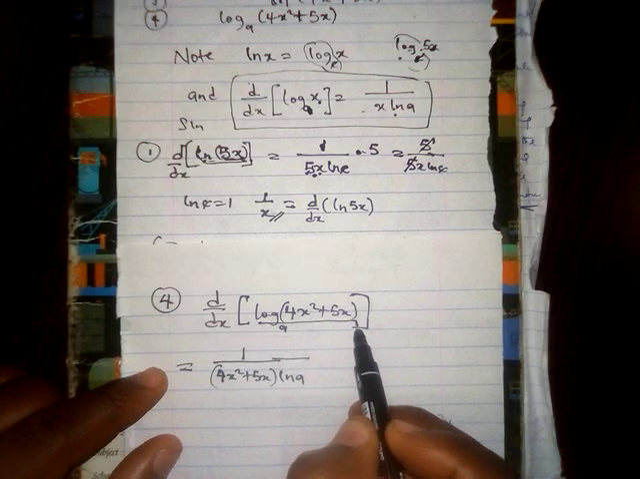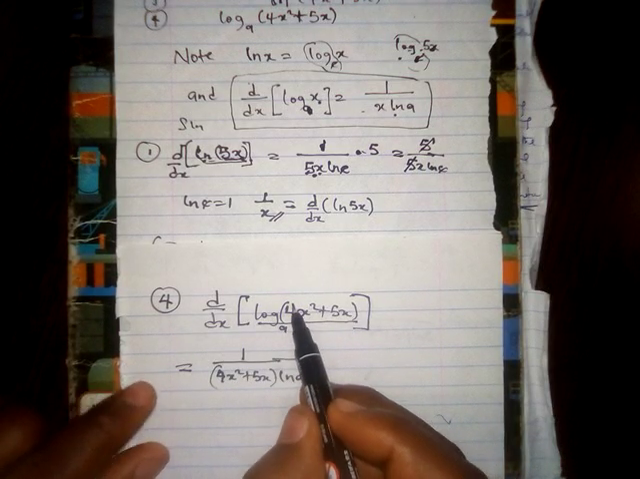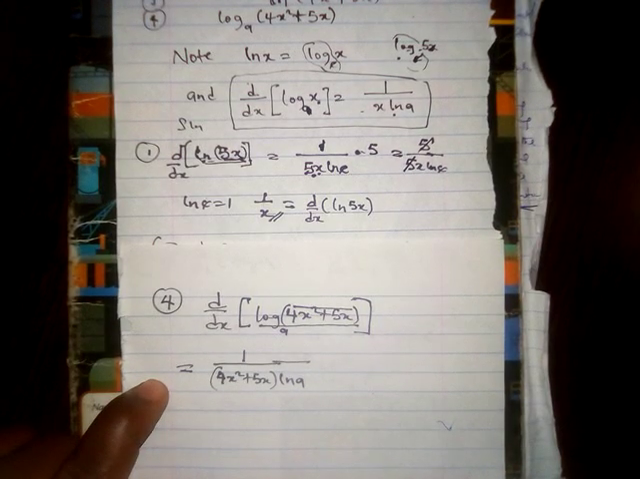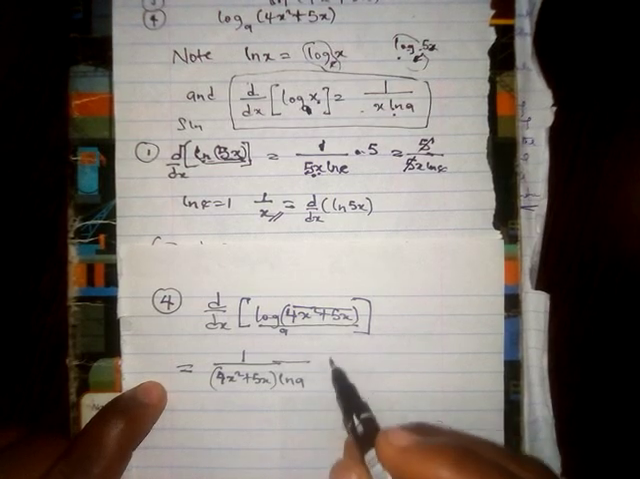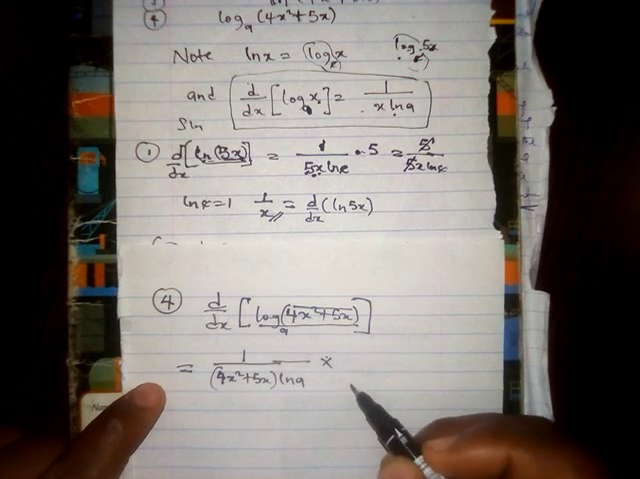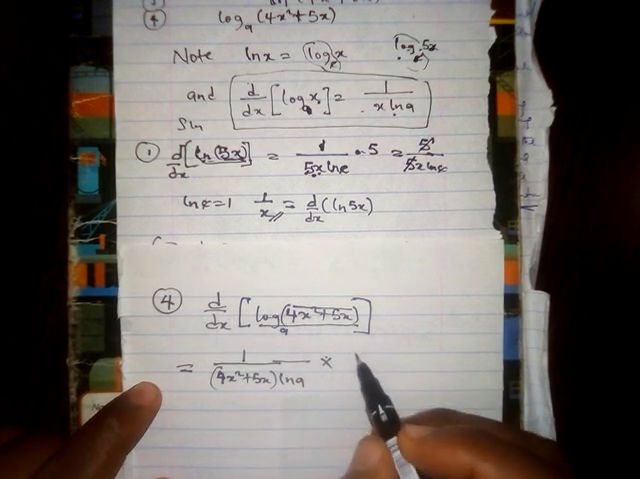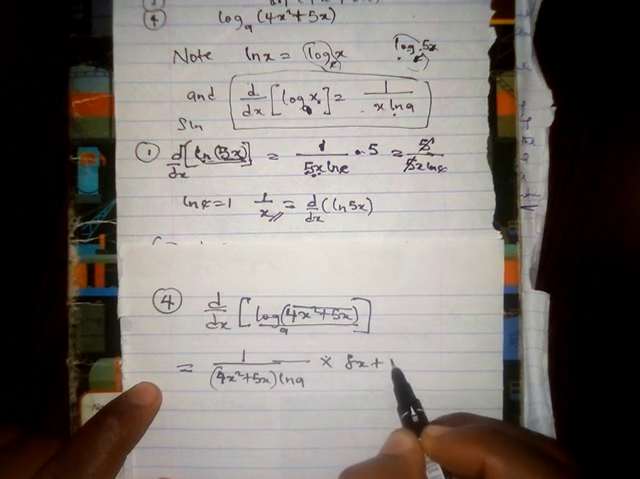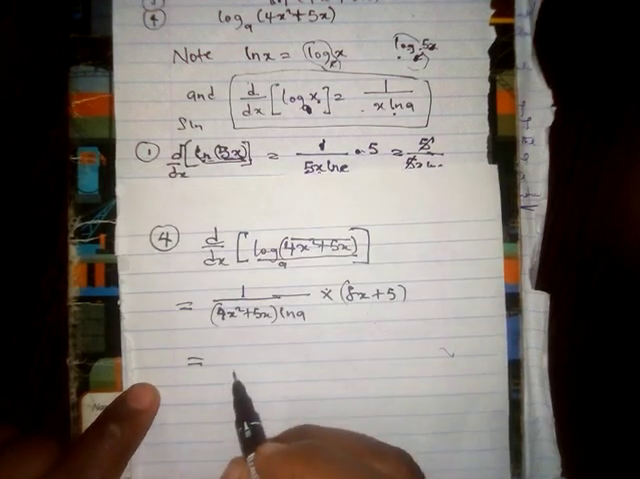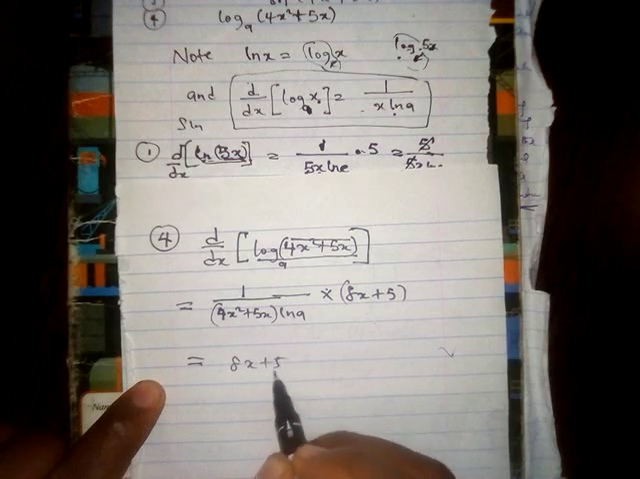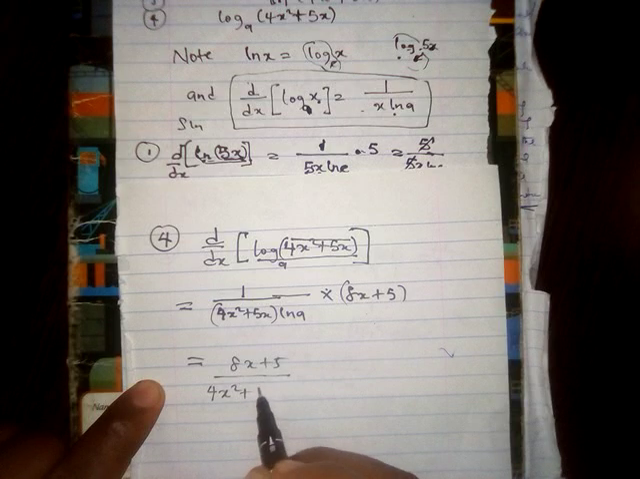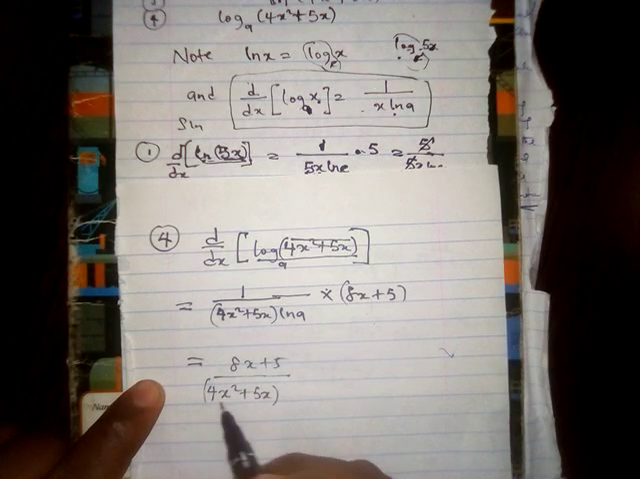Now the next thing is to differentiate the inner one, and the inner one is also a polynomial, and we know how to differentiate the polynomial from our other videos. So differentiating the polynomial, remember we're going to multiply this result. Differentiating this, we are going to have 8x plus 5. So we multiply them, and this is equal to 8x plus 5 all over 4x squared plus 5x, ln a.